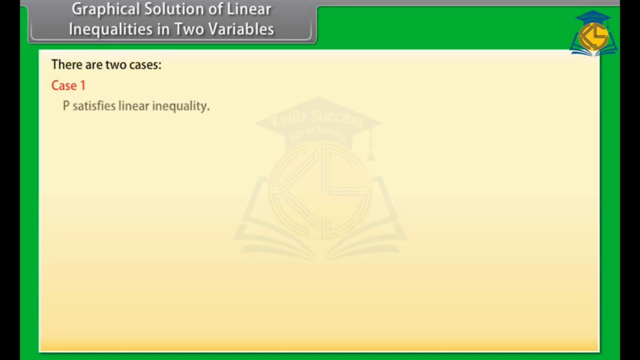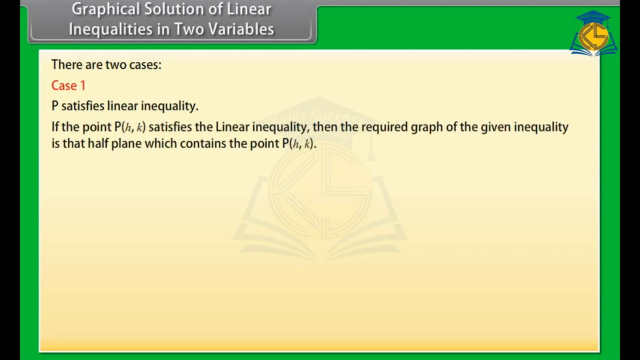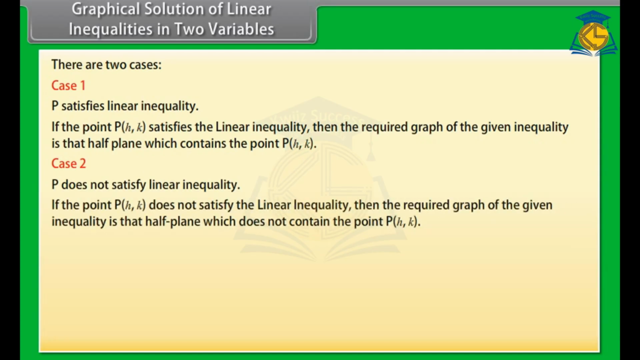Case 1. P satisfies linear inequality. If the point P(h, k) satisfies the linear inequality, then the required graph of the given inequality is that half plane which contains the point P(h, k). Case 2. P does not satisfy linear inequality. If the point P(h, k) does not satisfy the linear inequality, then the required graph of the given inequality is that half plane which does not contain the point P(h, k).